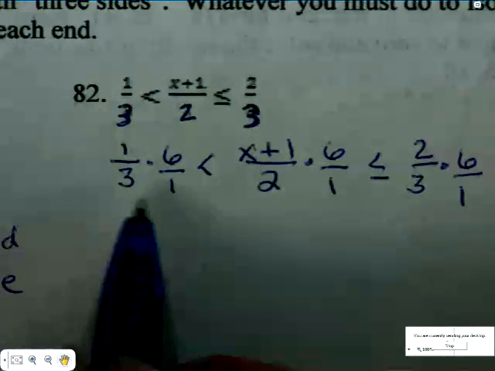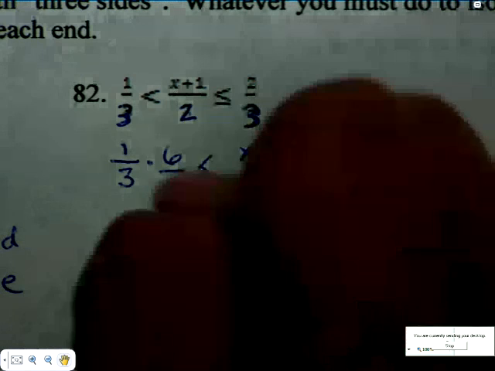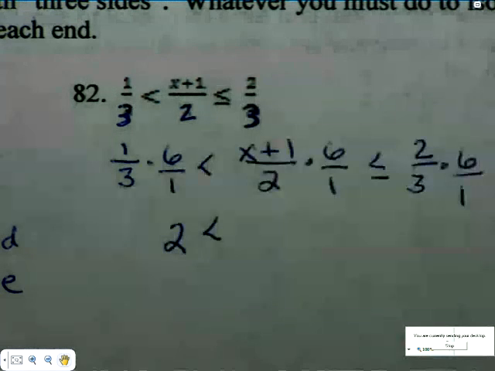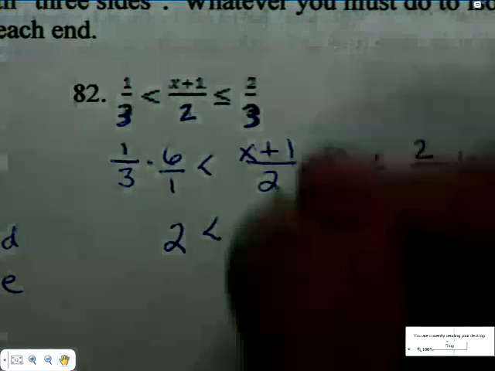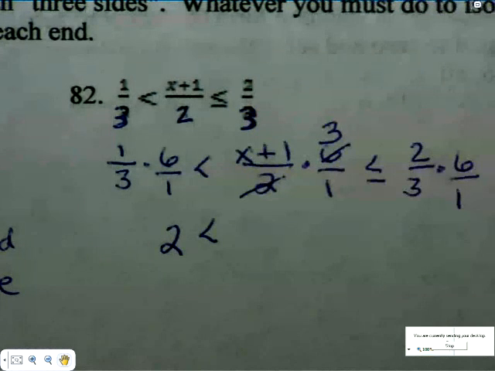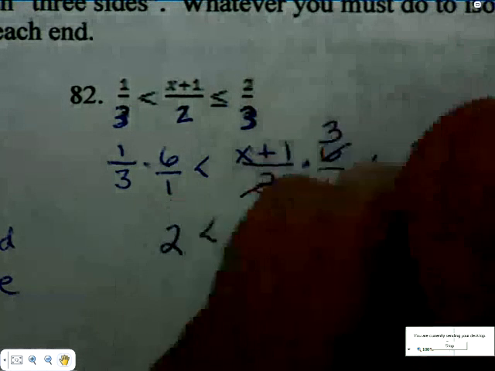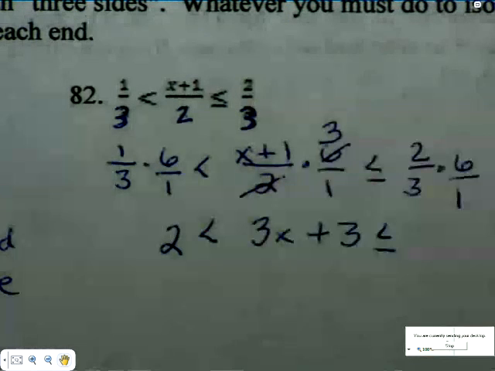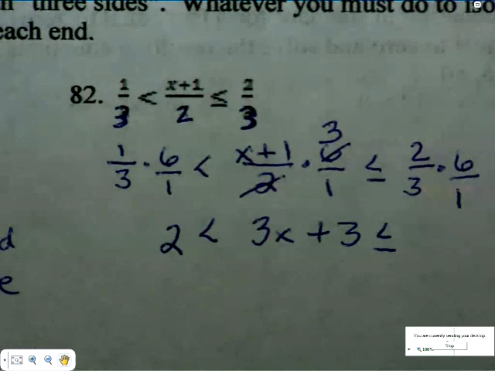This left-hand side, 1/3 times 6 is just 2. In the middle, I can say 2 goes into 6 3 times. And to save a step, I'm going to go ahead and distribute that 3 completely. 3x plus 3. On the right-hand side, 2/3 times 6 is 4. And then what?